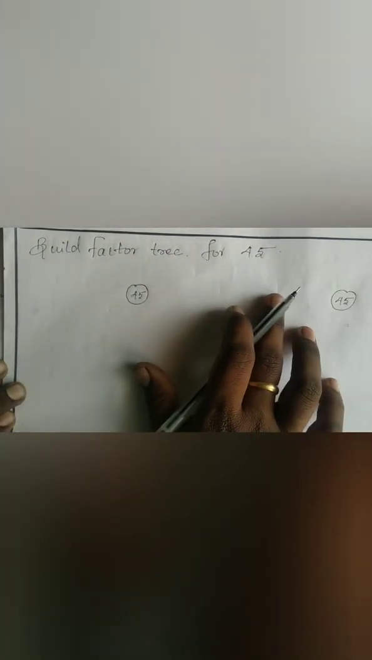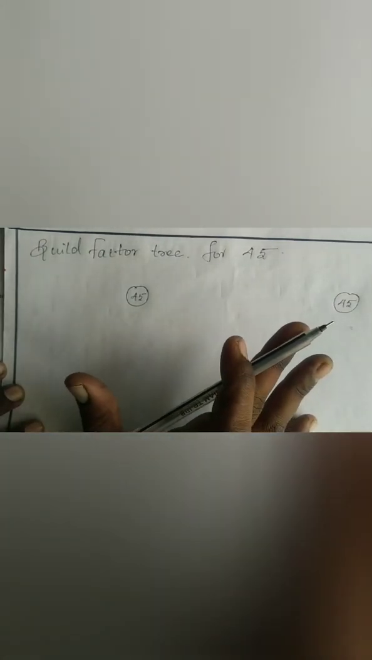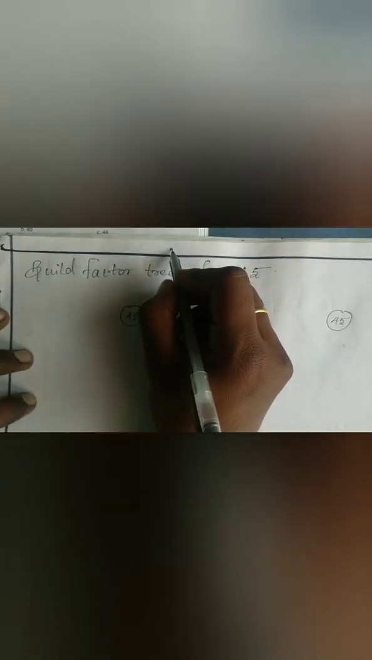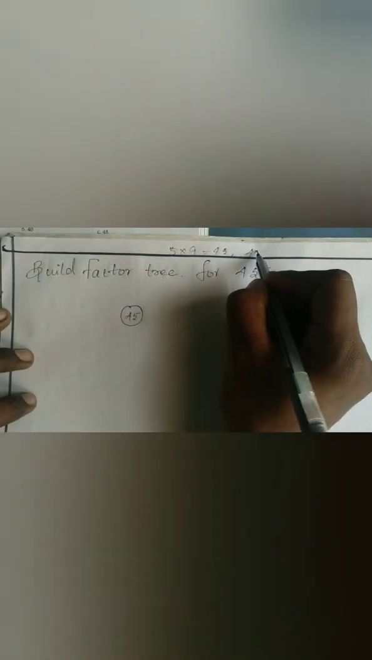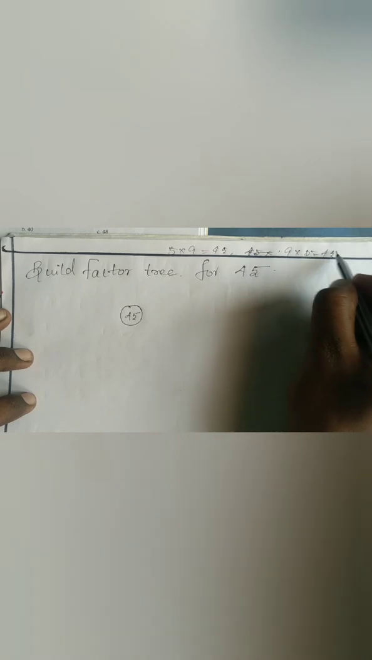So guys, next example, build a factor tree for 45. What are the possibilities of getting 45? We know in the 5 table 45 is there. 5 9s are 45, as well as 9 5s gives you 45. So these are the two possibilities. For the first tree, we are going to use this.